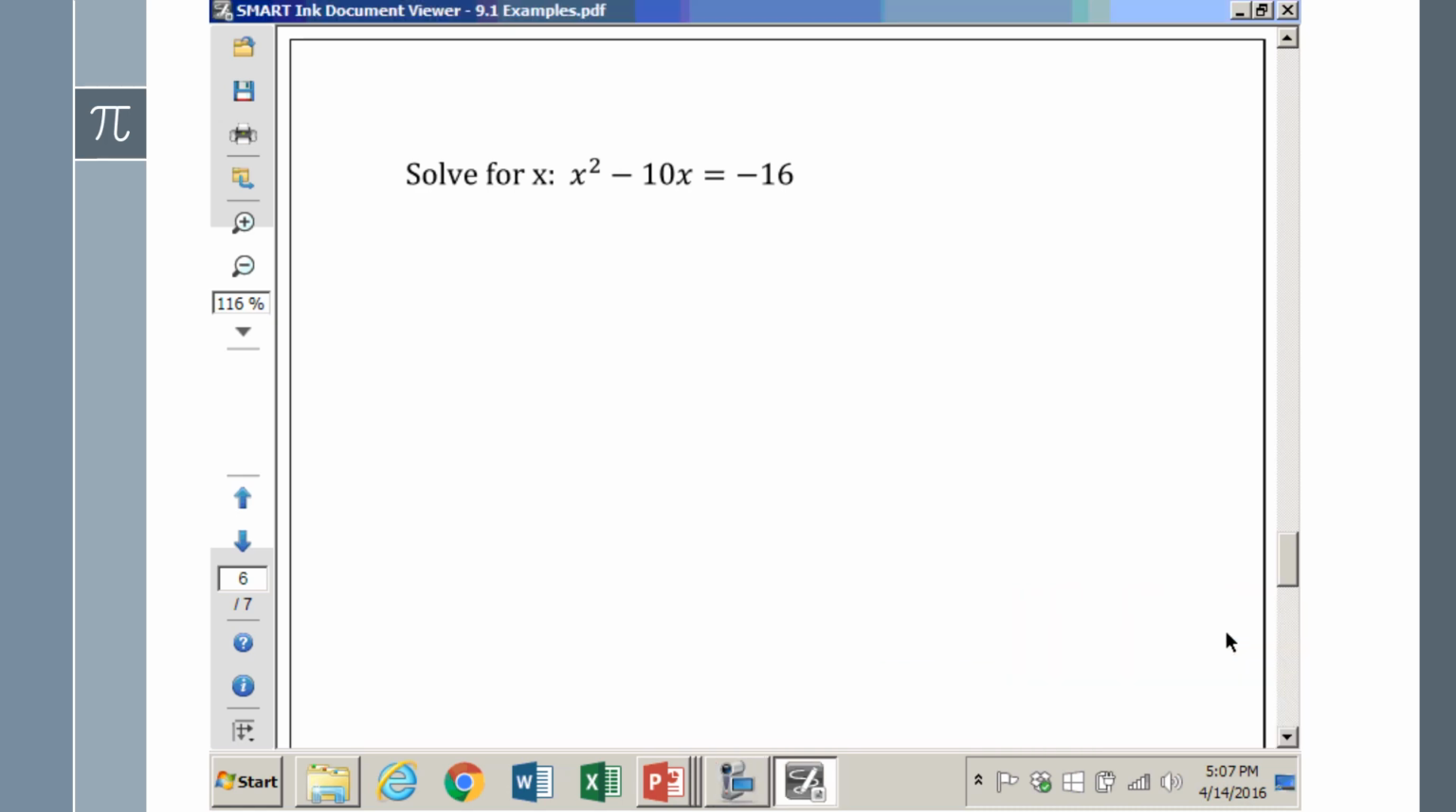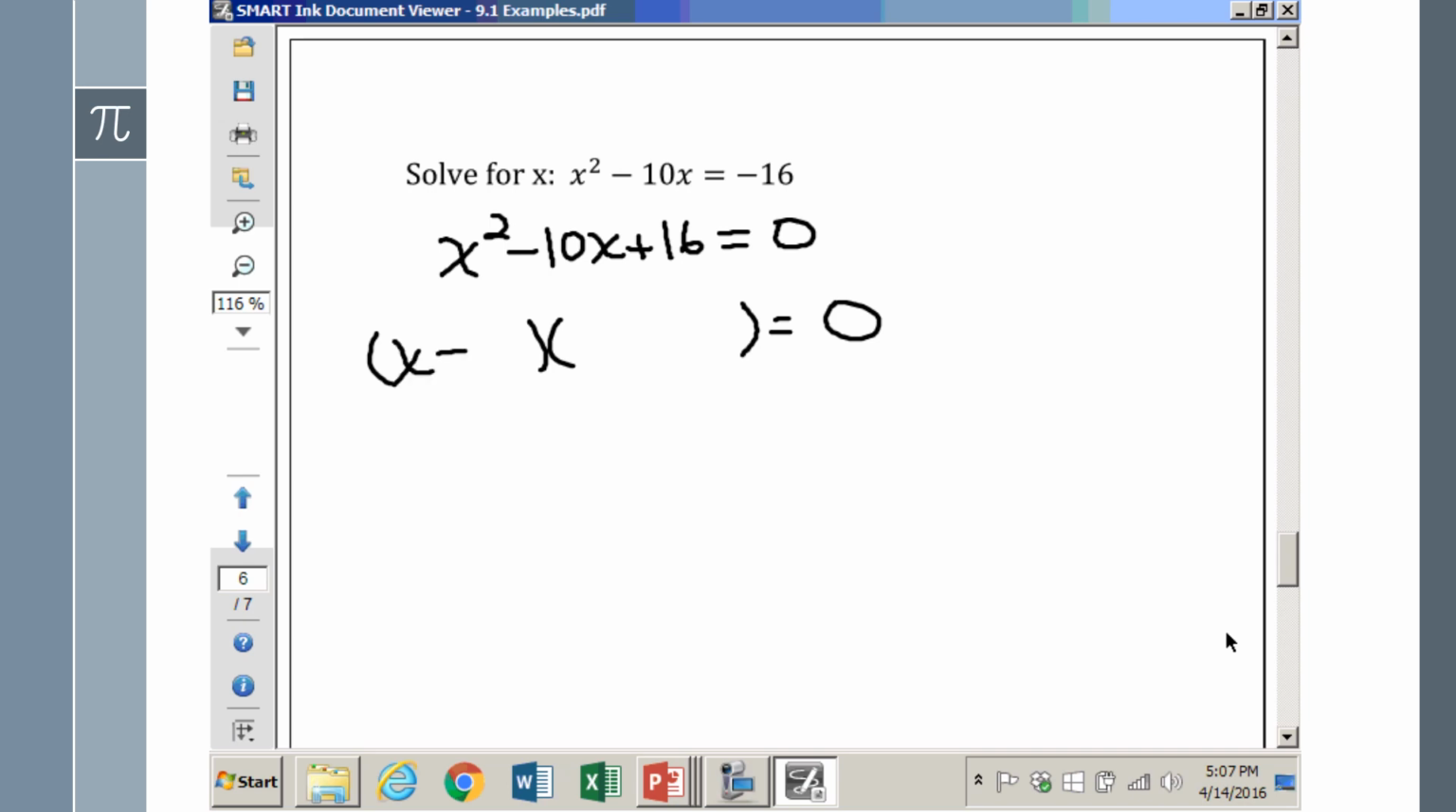Okay, our next problem is another quadratic. So what we're going to do now is get all of our terms on the left side of the equal sign so that our quadratic is equal to 0, and then we can factor it. So we're going to add 16 to each side, and end up with x squared minus 10x plus 16 is equal to 0. Now we're going to use our reverse FOIL method that we acquired when we were in algebra, and we're going to come up with x minus 2 and x minus 8.